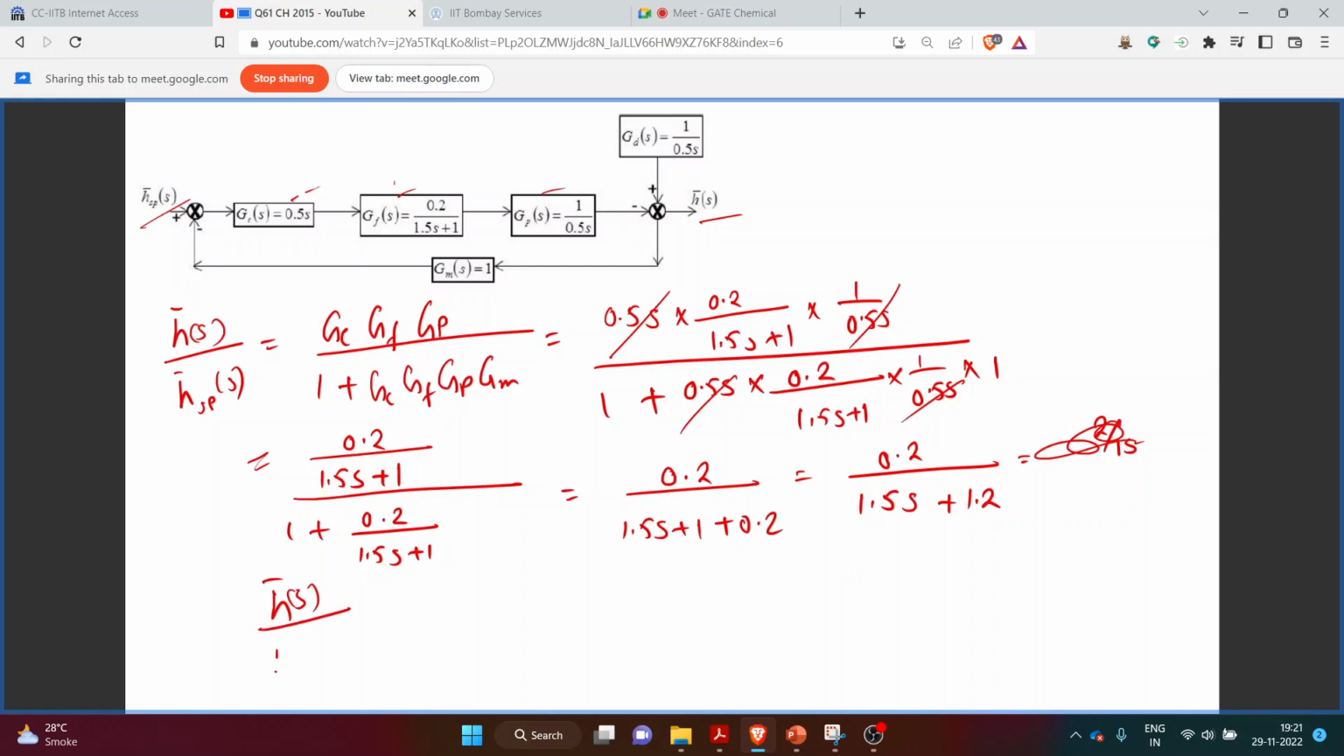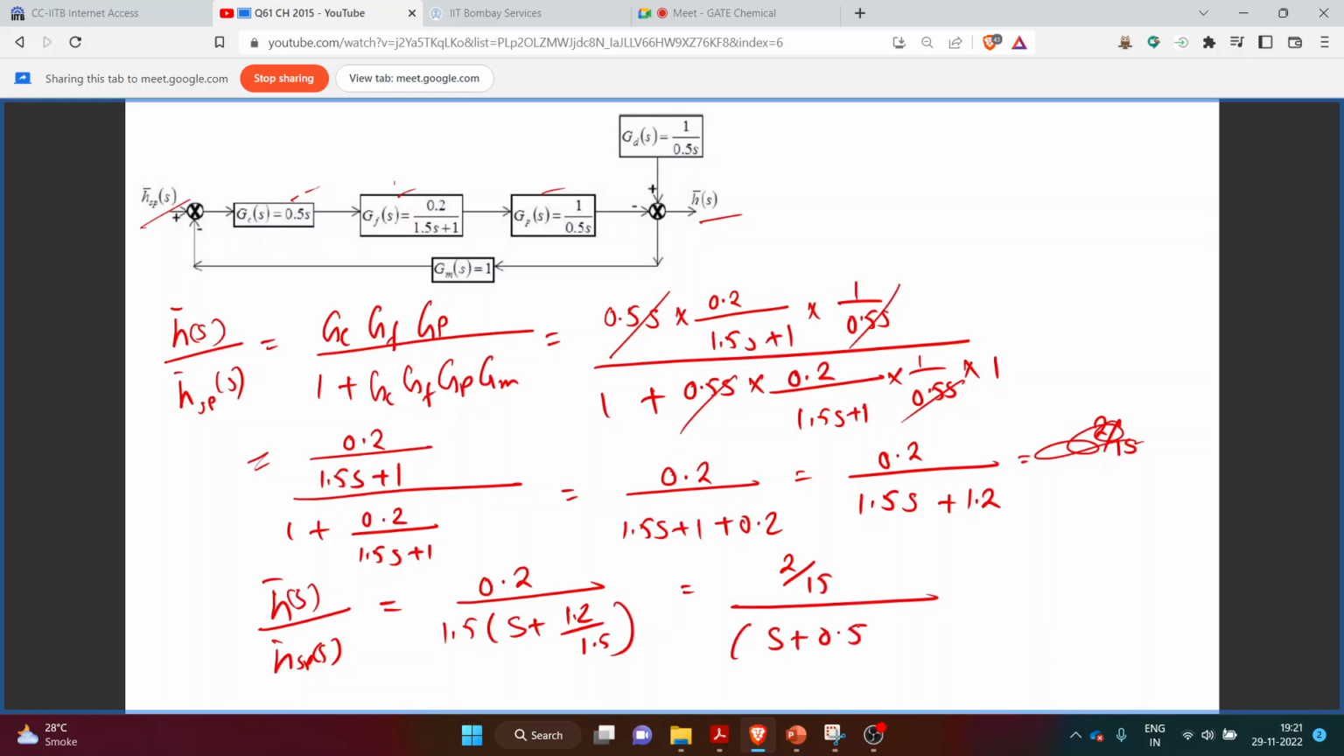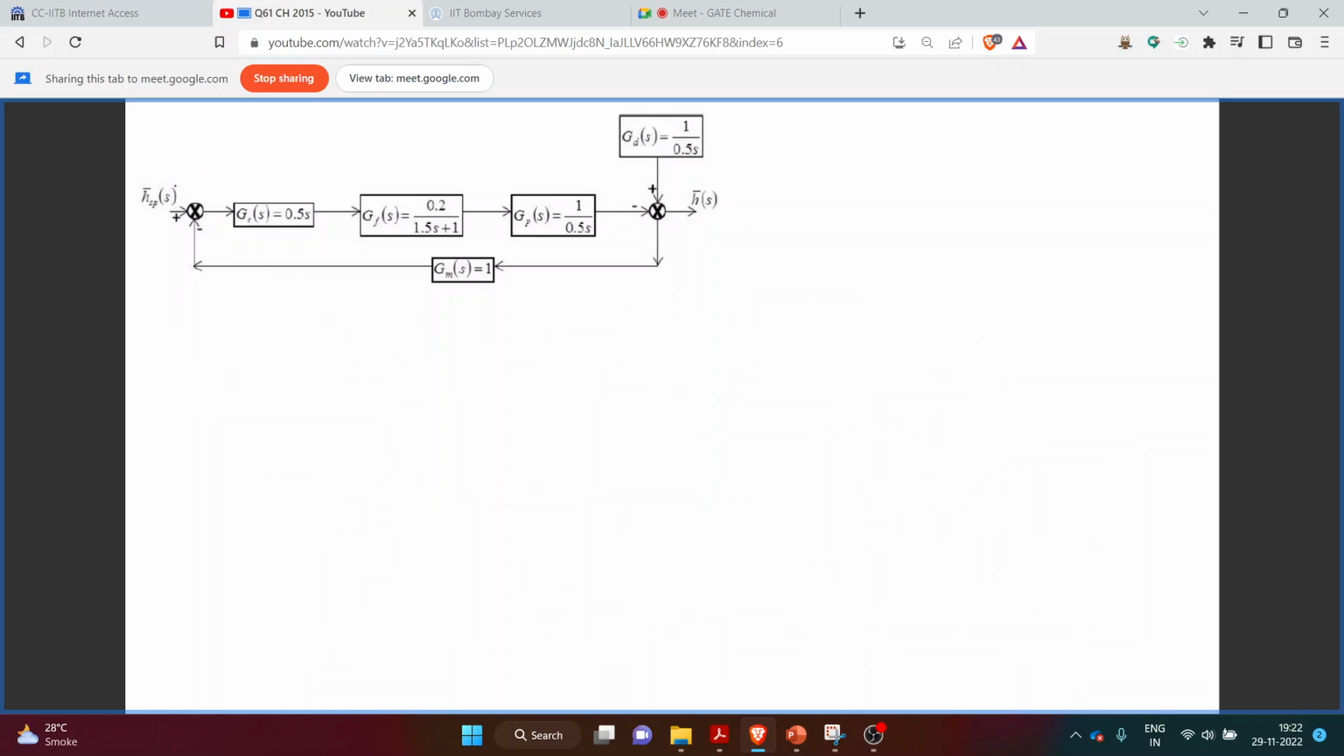So we will be having h bar s upon hsp is equal to 0.2 upon, let's take 1.5 common from this. It will become 1.5 times s plus 1.2 upon 1.5. This will become 2 by 15 upon s plus 0.8. That is, we are having h bar s upon hsp.